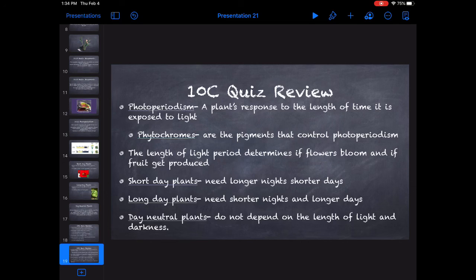And that's it for your Chapter 10C quiz review. Good luck on your 10C. And that will also conclude Chapter 10. So we will be doing a quiz review and some supplemental things like your study guide so that you are prepared for your test.